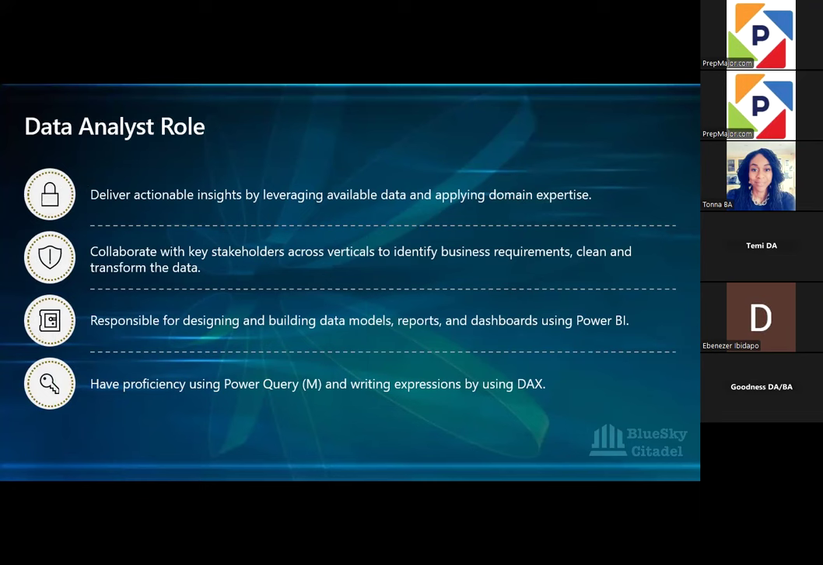Data analyst roles. These are the roles, what you can do when you finish this course and understand it properly. Your role as a data analyst is to deliver actionable insight by leveraging available data and applying domain expertise. You are looking at data given to you. You want to diagnose the data to see the benefit for the organization, the business, the environment, and the concept where you want to apply it.